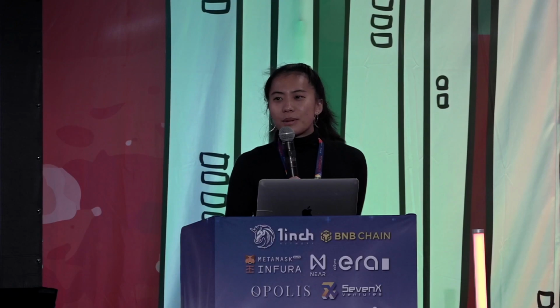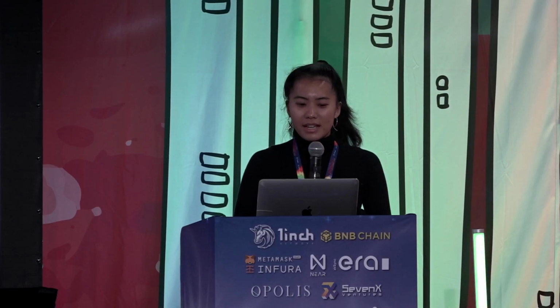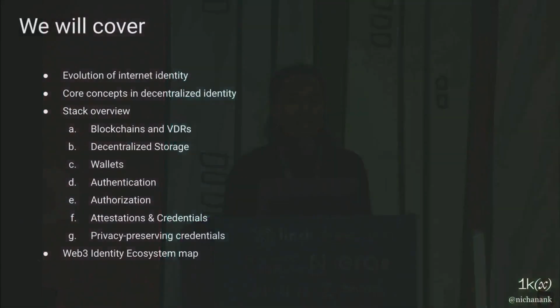So just a little bit about what we'll be covering today. We're going to go over the evolution of identity on the internet, the core concepts in decentralized identity, and I'll give a layer-by-layer overview of the decentralized identity stack from blockchains and verifiable data registries to decentralized storage, through to wallets, authentication, authorization, and attestations.